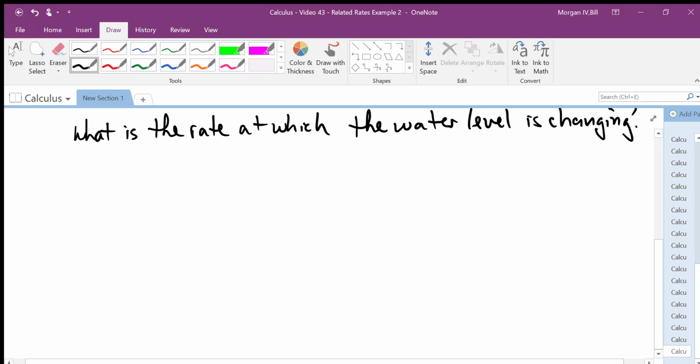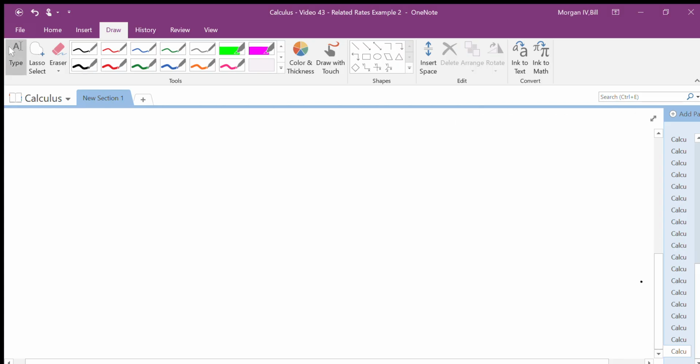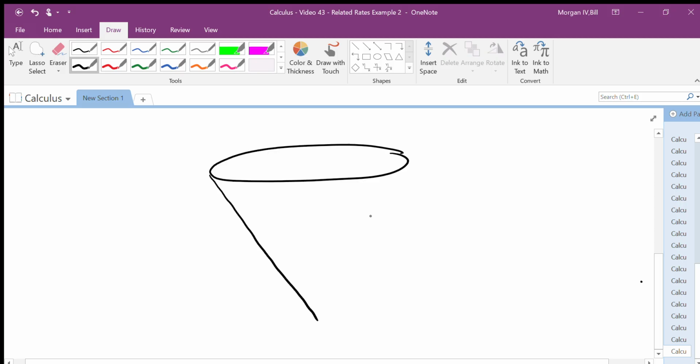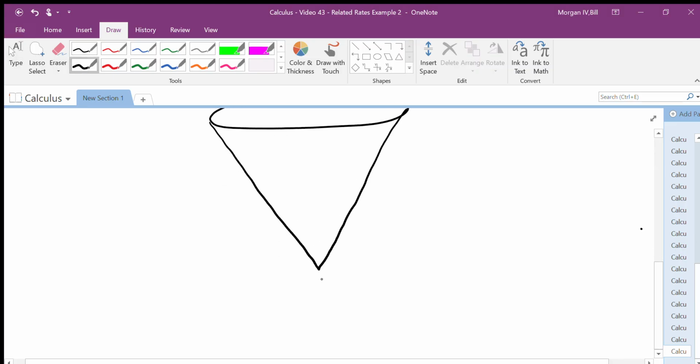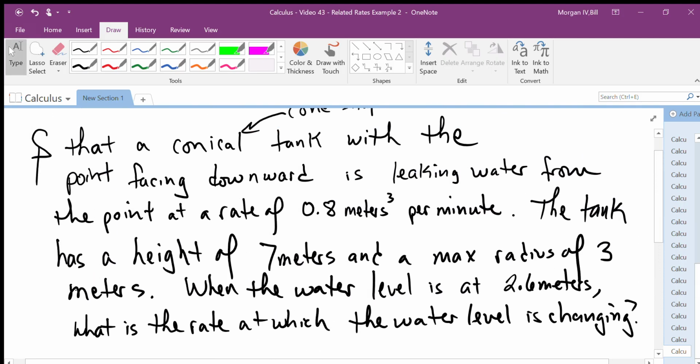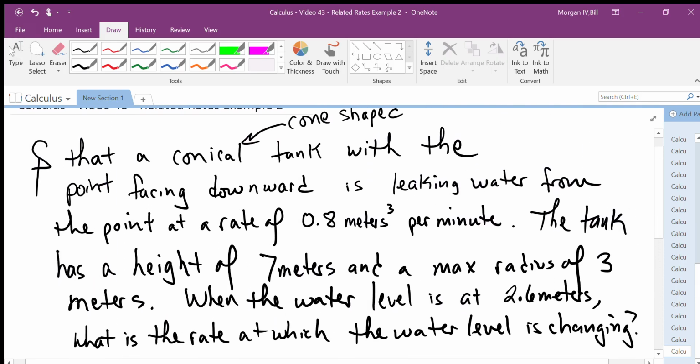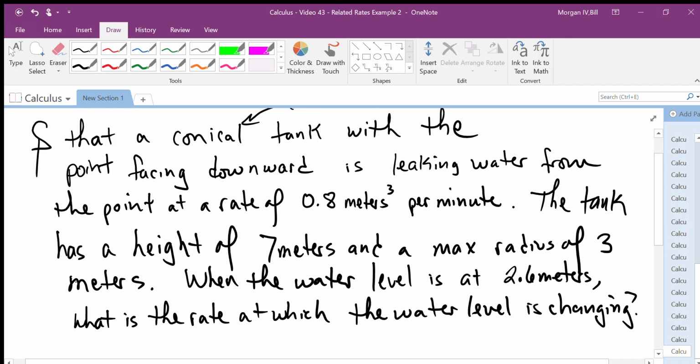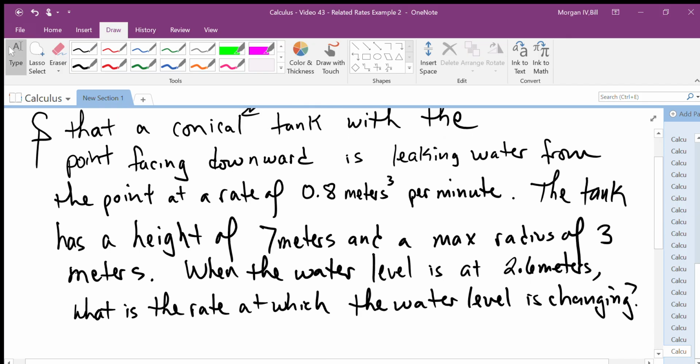We have a conical water tank, a cone-shaped water tank with the point facing downward. So we've got this cone-shaped thing that looks something like that right there. And it's filled partway with water anyway, and it's leaking water out, right? So from the point, you've got water kind of leaking out. All right, so suppose that a conical cone-shaped tank with a point facing downward is leaking water from the point at a rate of 0.8 cubic meters per minute.